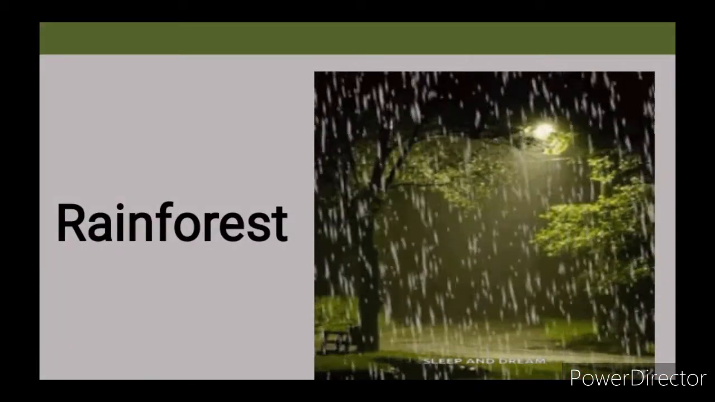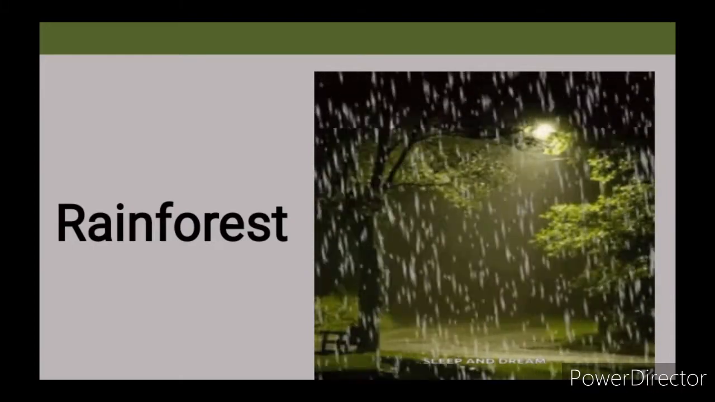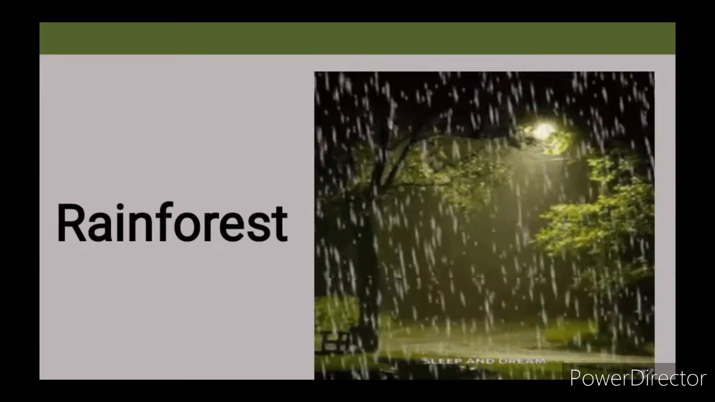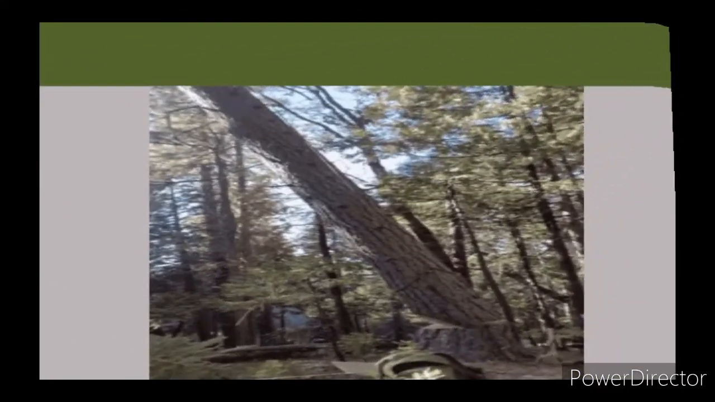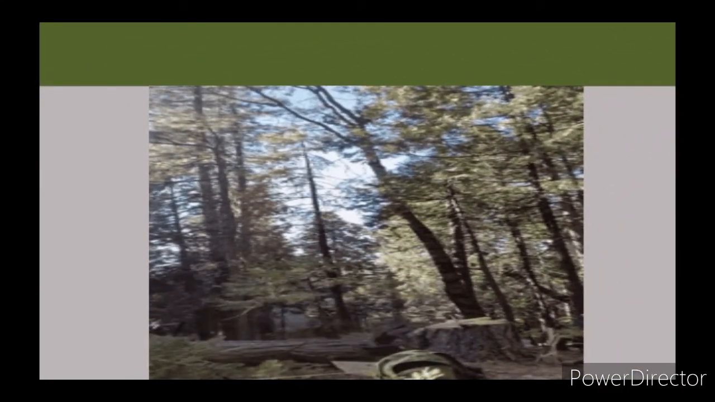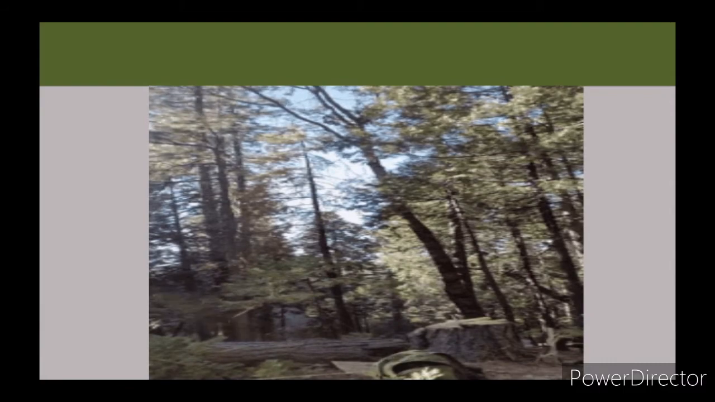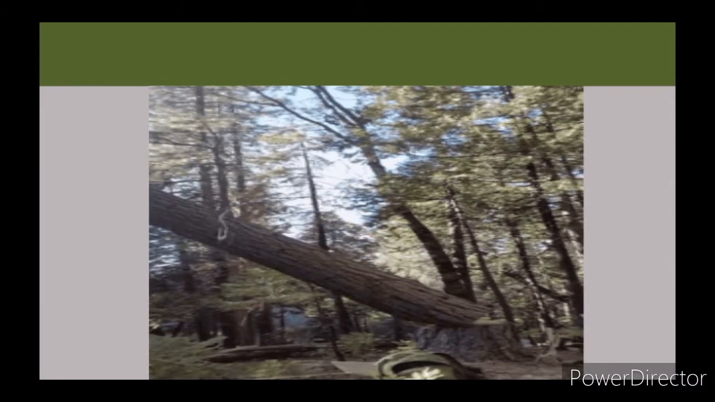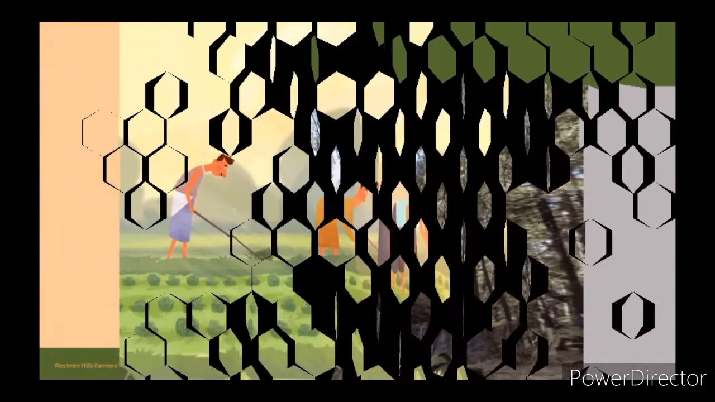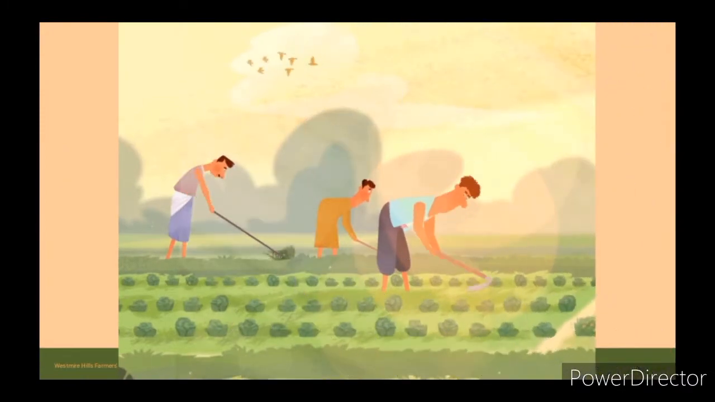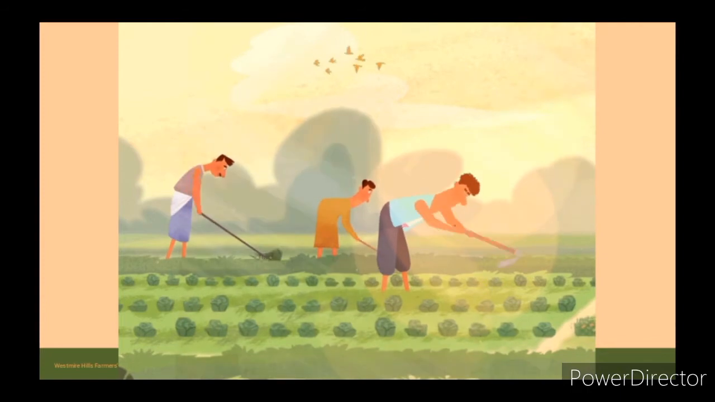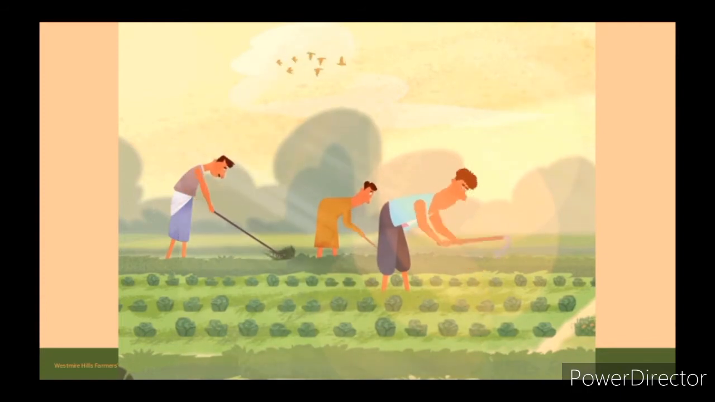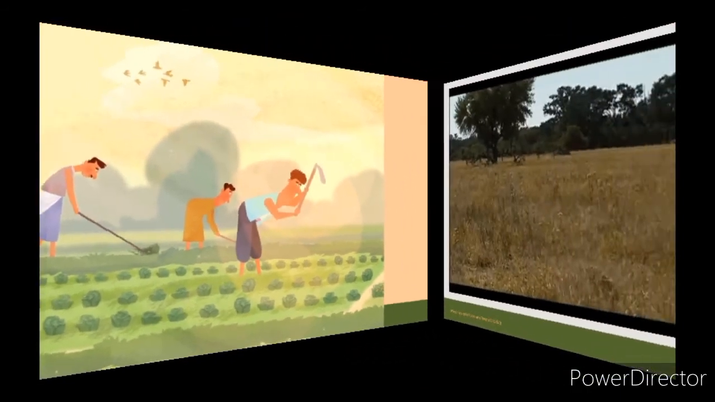Now, another type of vegetation is the rainforest. What is a rainforest? A rainforest is a place that has lots of rainfall and many big trees. A rainforest is good for farming activities because, as you know, crops need water to grow. So the rain in the rainforest helps crops to grow properly. So the rainforest is good for farming.